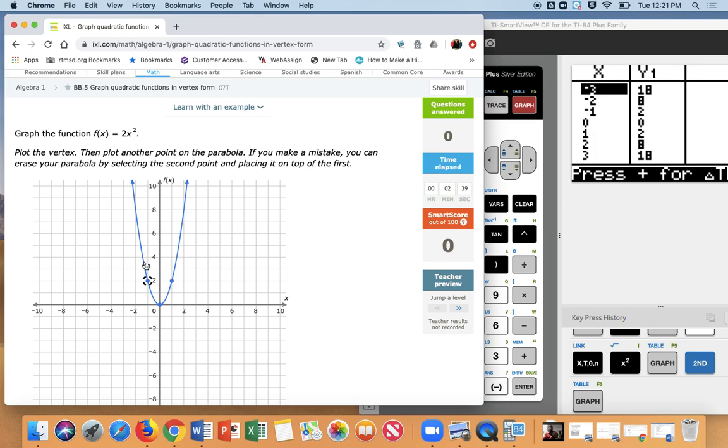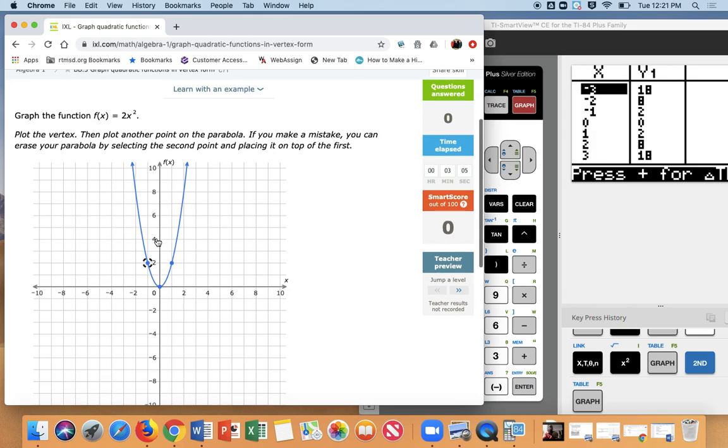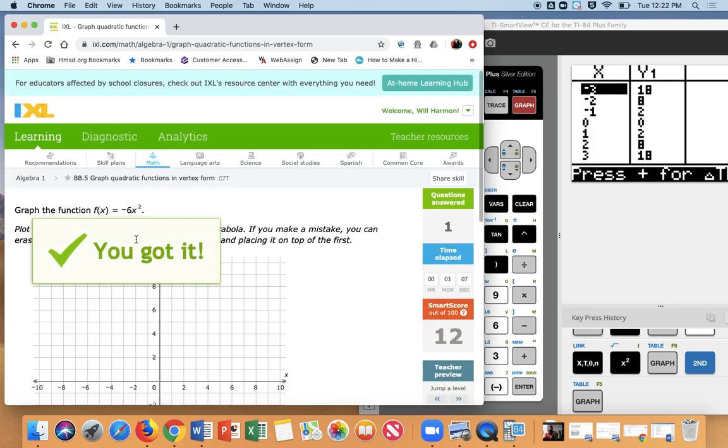And notice by plotting the 2 points, it gave me the rest of the graph. It does this because of the axis of symmetry, in this case this gray line right here. When I plot this point over here to the right, 1, 2, it knows that I must have pretty much the same point reflected on the other side of my axis of symmetry. So there we go.